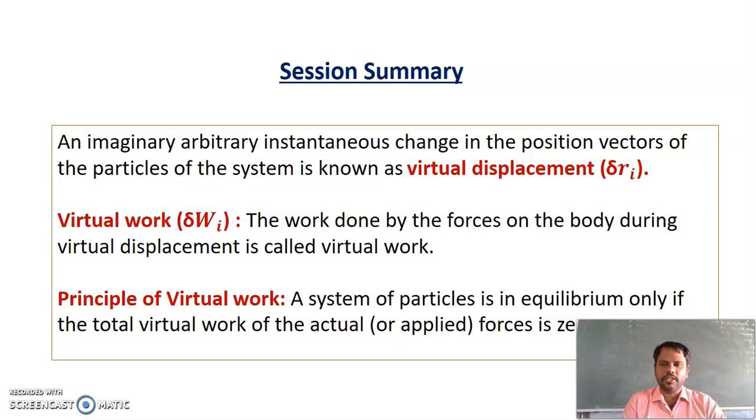So in this session we learned what we mean by virtual displacement, which is an imaginary, arbitrary, instantaneous change in the position vector of the particles of a system, and the work done by the virtual displacement is known as virtual work. And we also learned the principle of virtual work, which states that a system of particles is in equilibrium only if the total virtual work of the actual forces is 0.